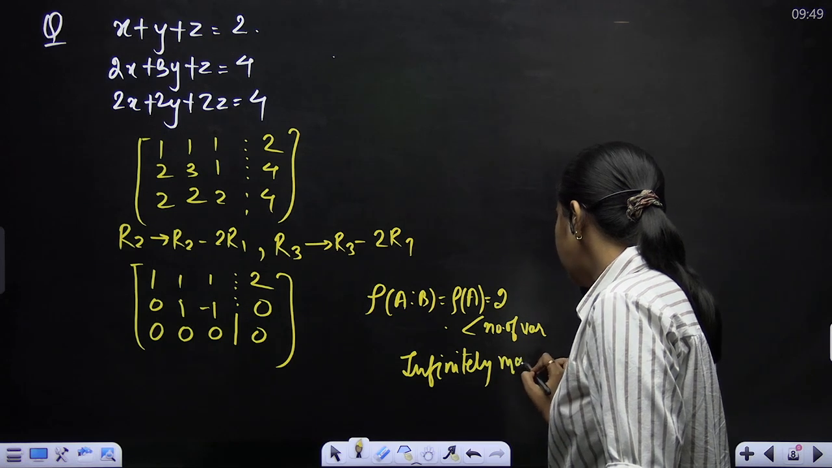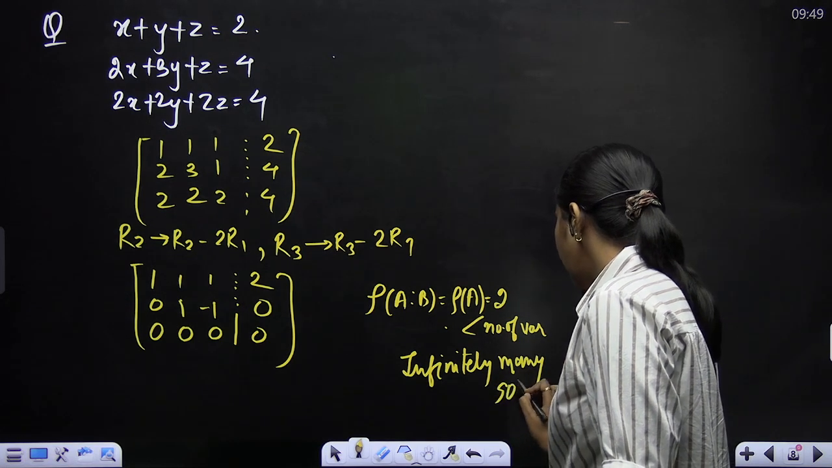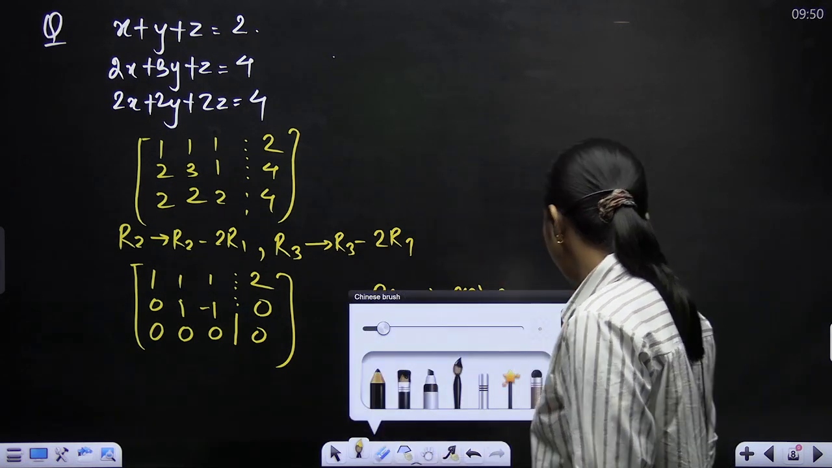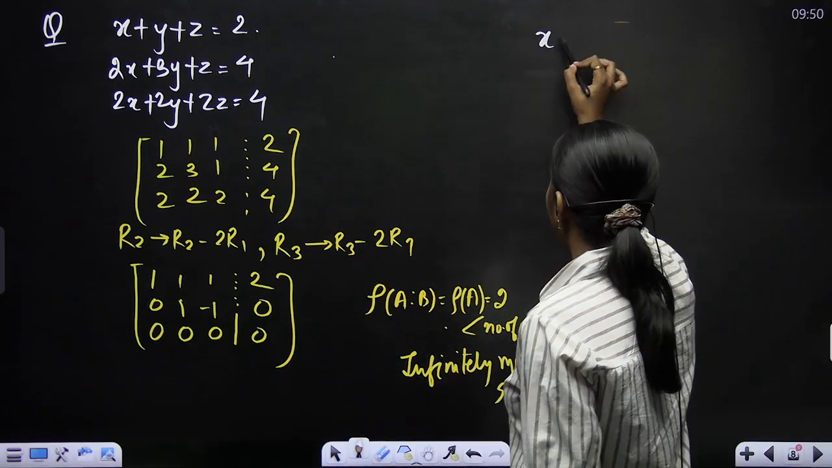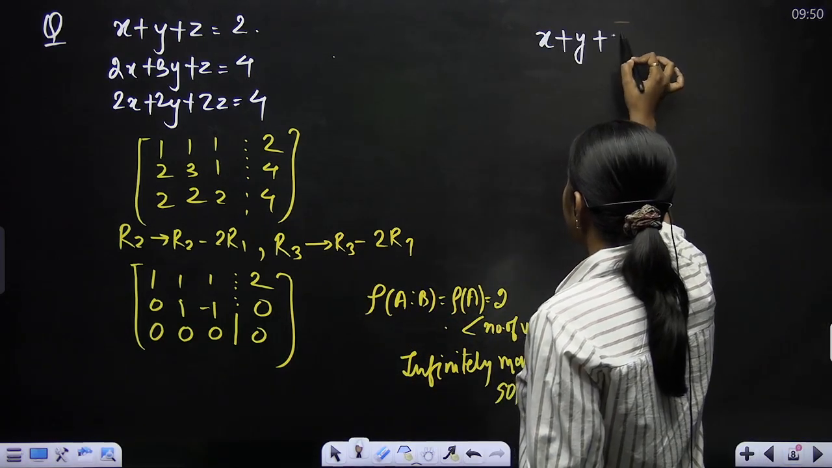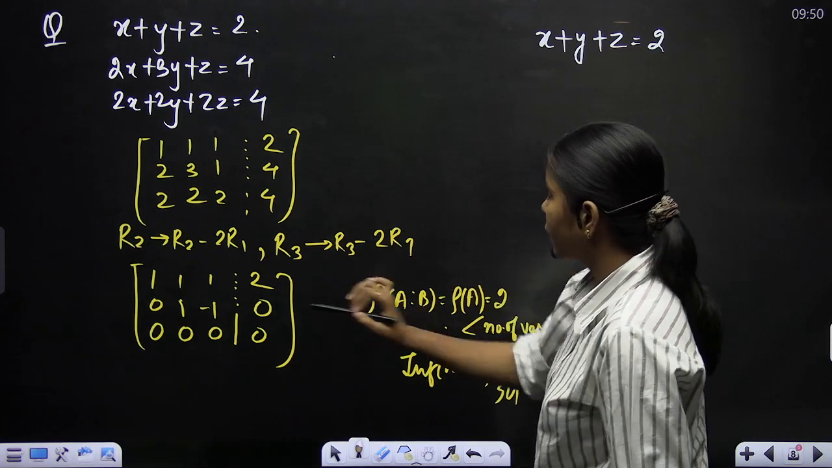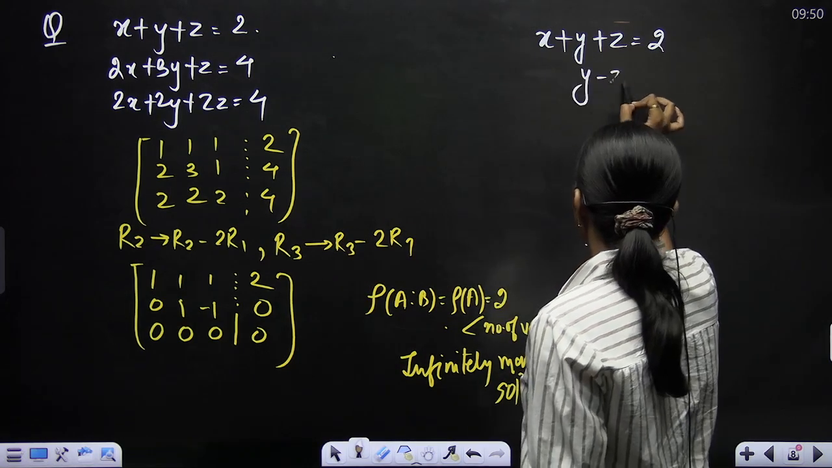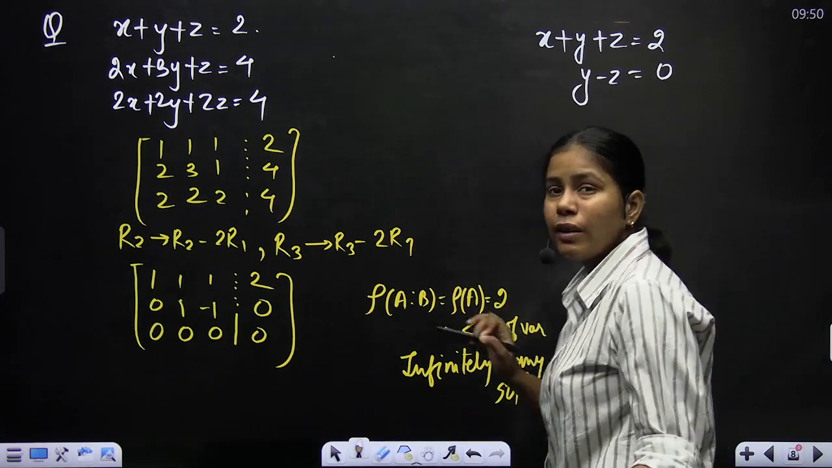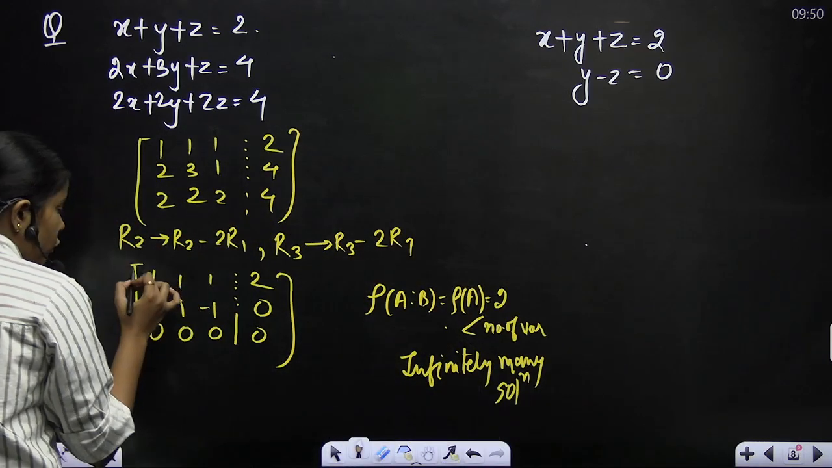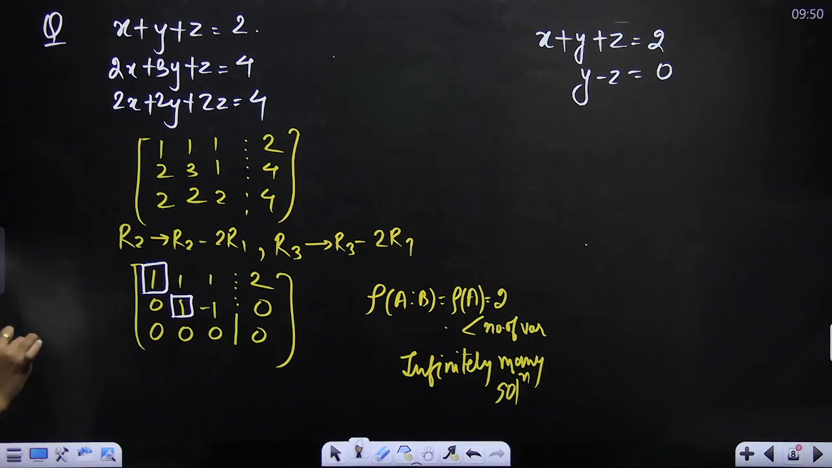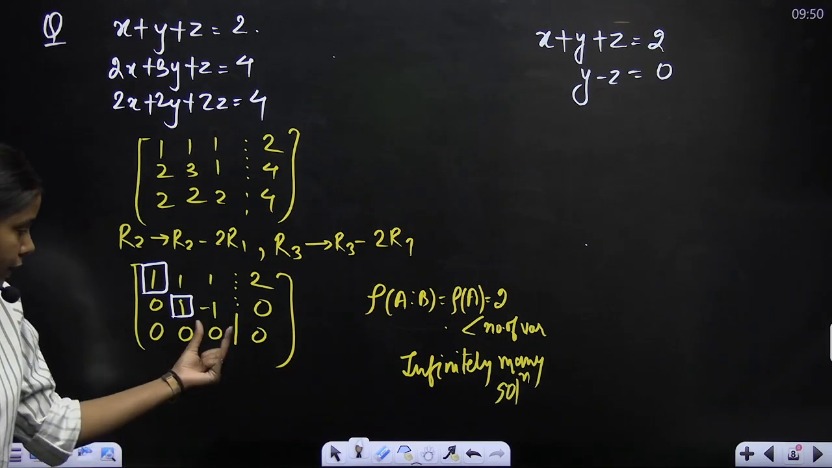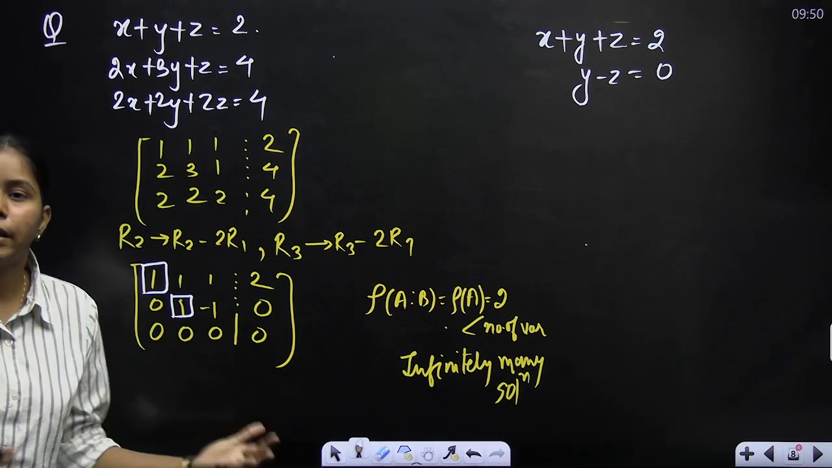Now the question arises: how do I find this infinitely many solutions? We haven't done that, so we are doing it now. What equation am I left with? x plus y plus z is equal to 2, and the next equation is y minus z is equal to 0. One thing you would see is that you have a non-zero entry at the position of x, a non-zero entry at the position of y, but a zero entry at the position of z. So that means z is your free variable.